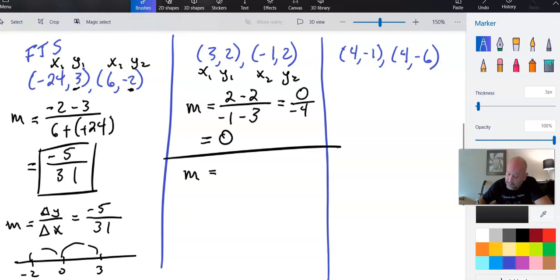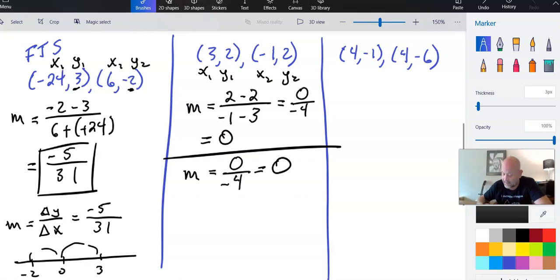This one's a good example, right? If I look at my change in y, I move from 2 to 2. It doesn't change. So that means my change in y is 0. Over here, my change in x goes from 3 to -1. Well, to do that, you have to go down 4. So that means my change in x is -4. And notice it's the same numbers I just found. And that still gives us a 0 slope.